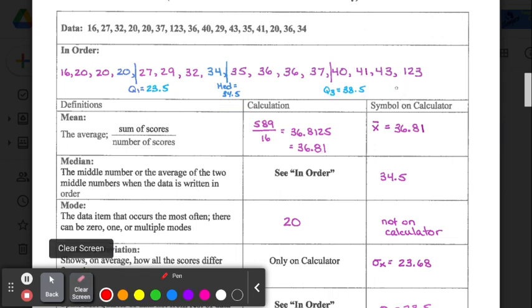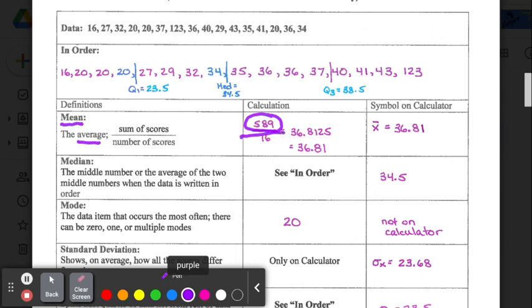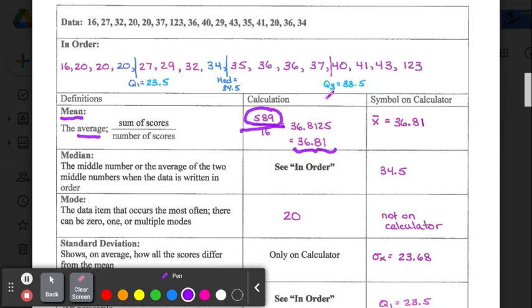Now looking down here, we're going to find what's called the mean. Another word for mean is average. So you add up all the scores and you divide by however many you have. So what we're doing here is we're adding up all of our data, 589, and we divide by 16 because there's 16 data points. So our average or our mean is about 36.81. So if you haven't already, copy this stuff down because I am going to scroll down and you'll want to have this on your paper.